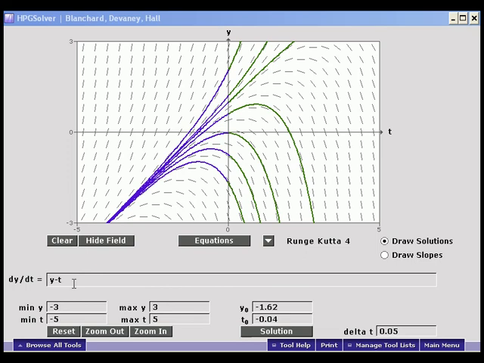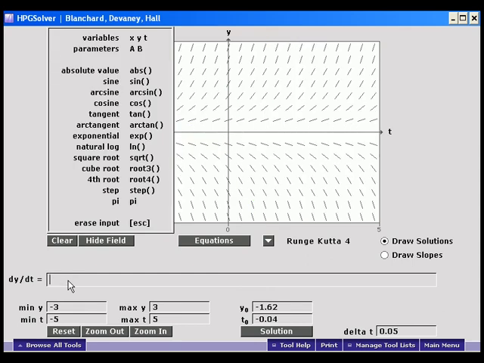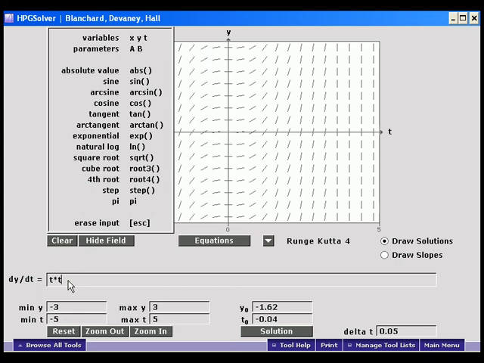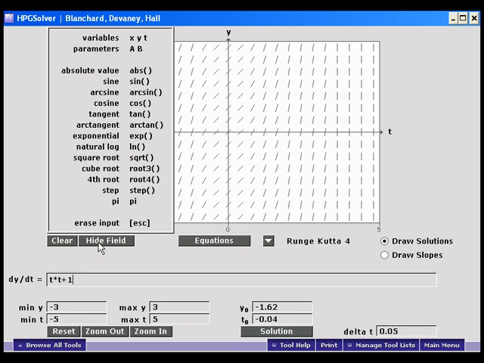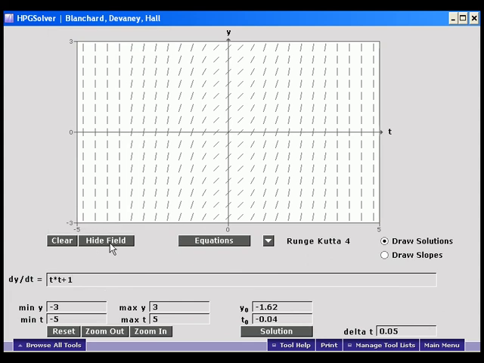Now, problem 2 says plot the slope field for y prime equals t squared plus 1. It's pretty hard to do by hand, so let's do it using DE Tools. And there it is. Notice that the right-hand side depends only on t. That means that if you change y, go up and down, the slope doesn't change.